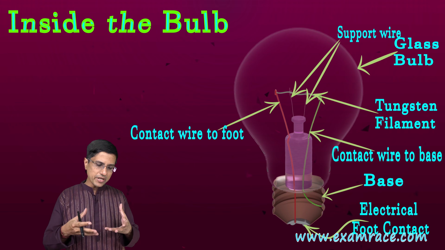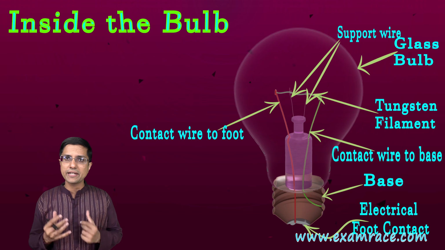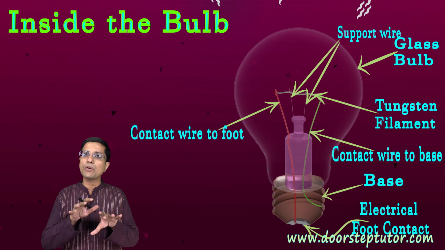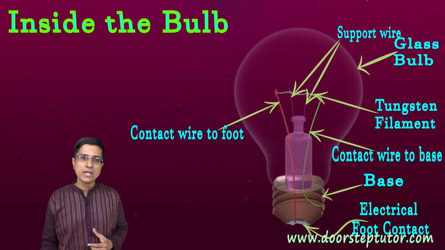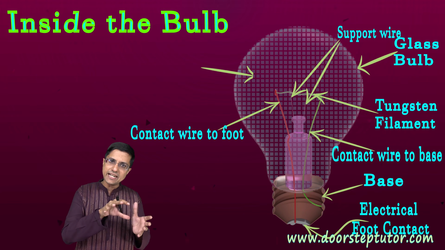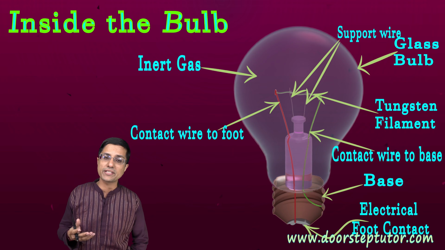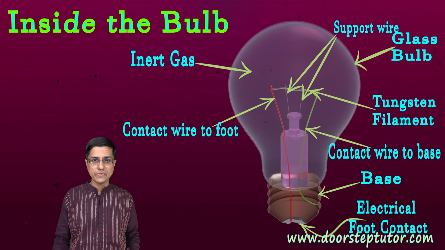Inside the bulb, the filament glows very hot. It is very high in temperature. So at that high temperature, just to prevent the filament from reacting with the air, from oxidizing due to the oxygen, we remove all the air from inside the bulb. And instead, inside the bulb, we put an inert gas, a gas which is not so reactive. For example, argon. Argon is a good example of such a gas.